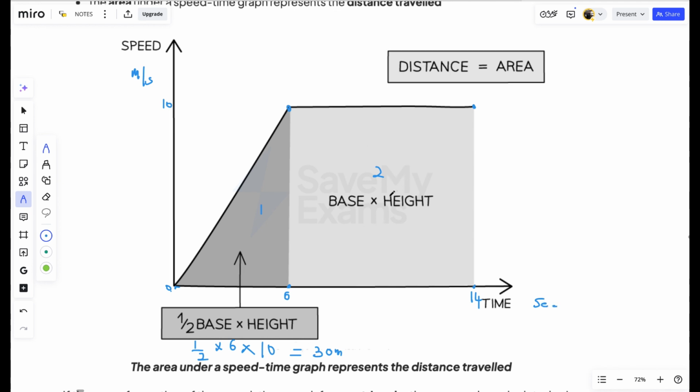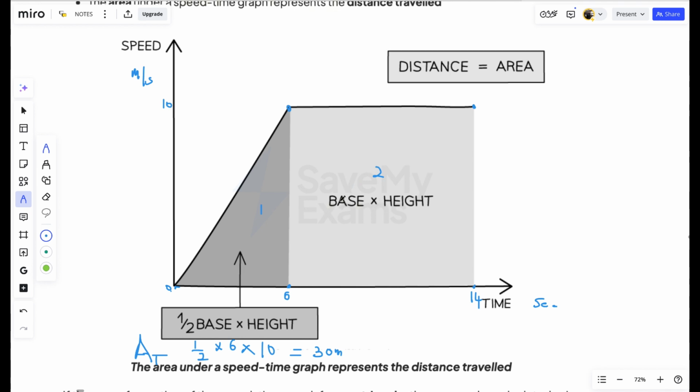Now let's find the area of this one. It's a trapezium. Some students might decide to calculate the area of the whole trapezium, but it's always better to break it down to minimize your mistakes.